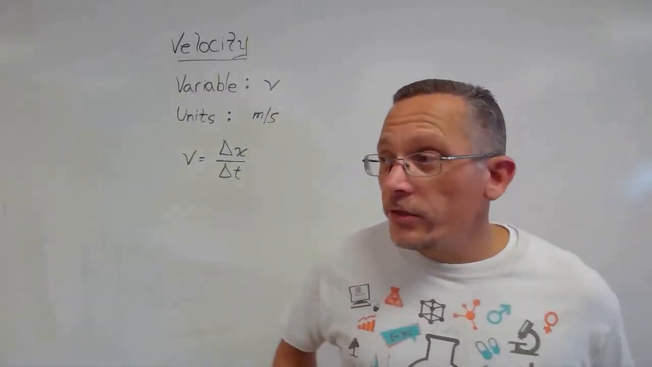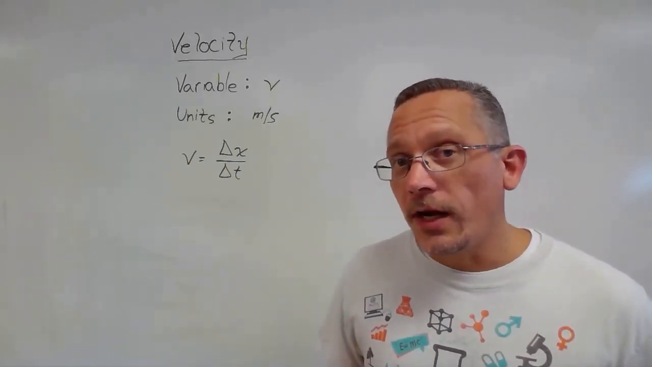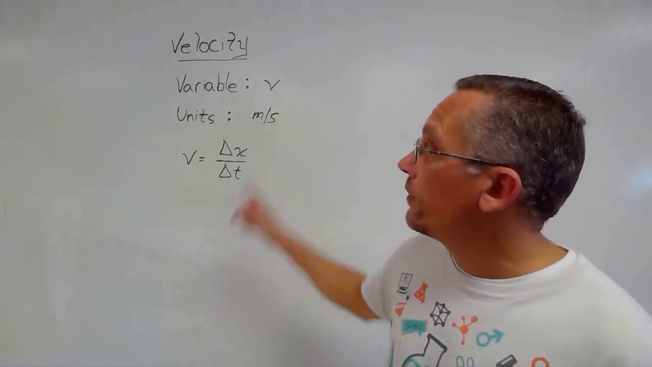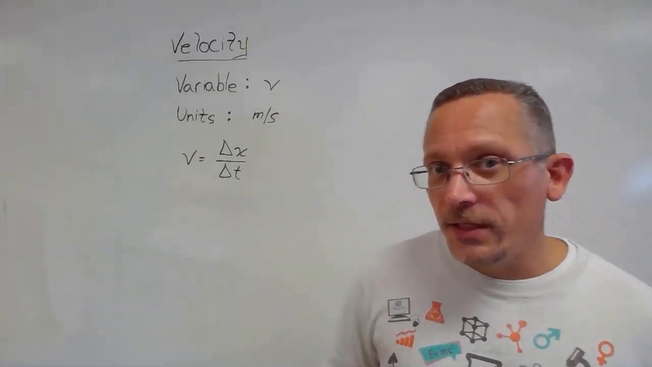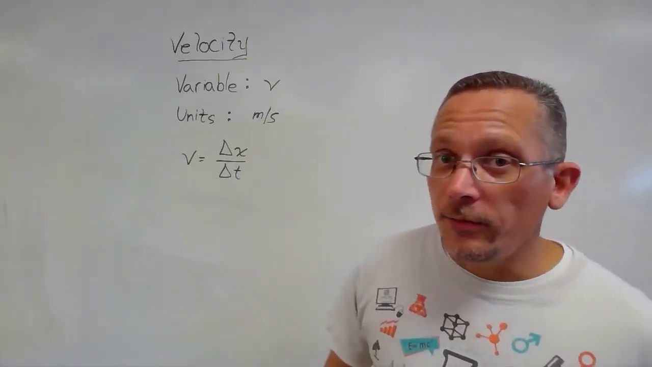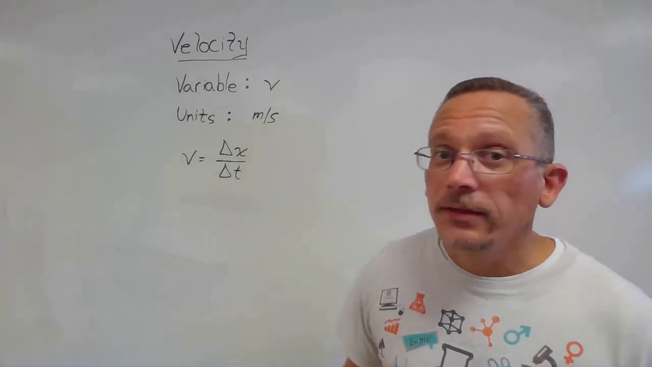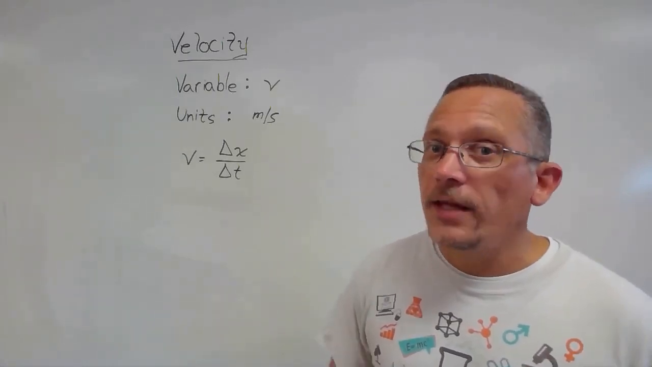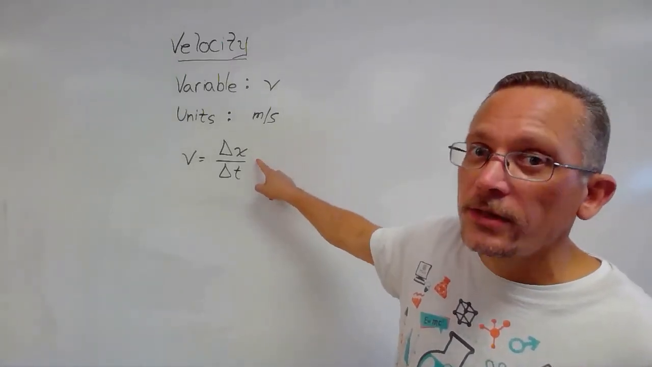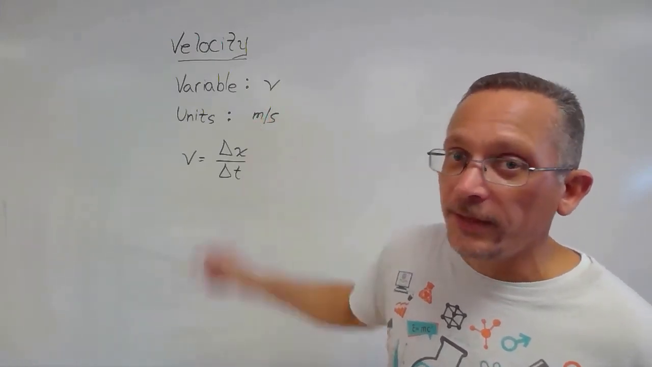Alright, in the last video, position versus time, we talked a little bit about velocity because it was the slope of the line on a position versus time graph. Some things to remember about velocity: we use the variable v, lowercase v, to stand for velocity, and we measure it in units of meters per second. To calculate the velocity, we can take the displacement, delta x, divided by the time, delta t, and that's where we get the units meters per second. Displacement is measured in meters, and time is measured in seconds. So meters over second, meters per second.